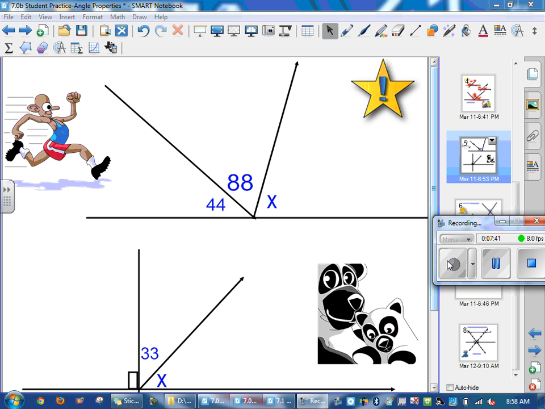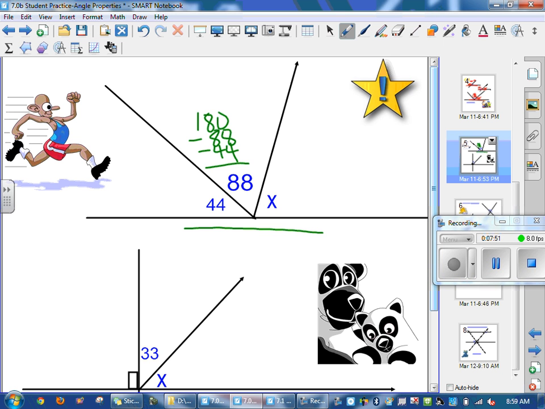Another supplementary angle. Here we go. 180. So 180, subtract our 88, subtract our 44. That gives us X. So X is going to be equal to 48 degrees.